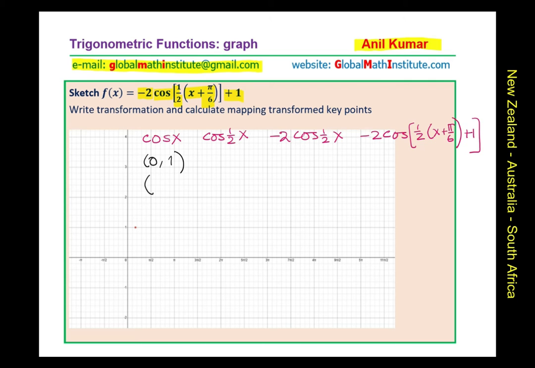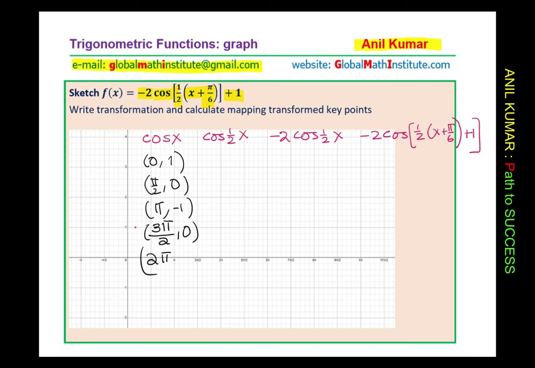So it'll be at pi by 2, the value will be 0. At pi, it will be minus 1. At 3 pi by 2 is going to be back to 0. And at 2 pi, we'll get again the maximum value of 1.